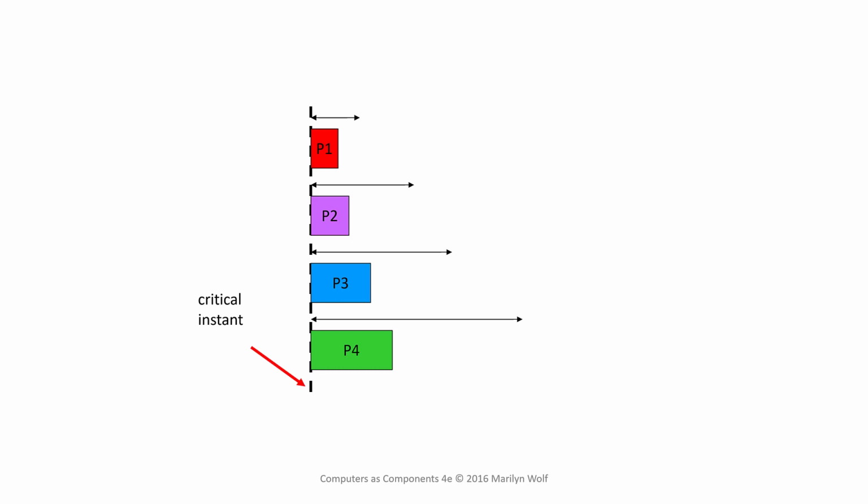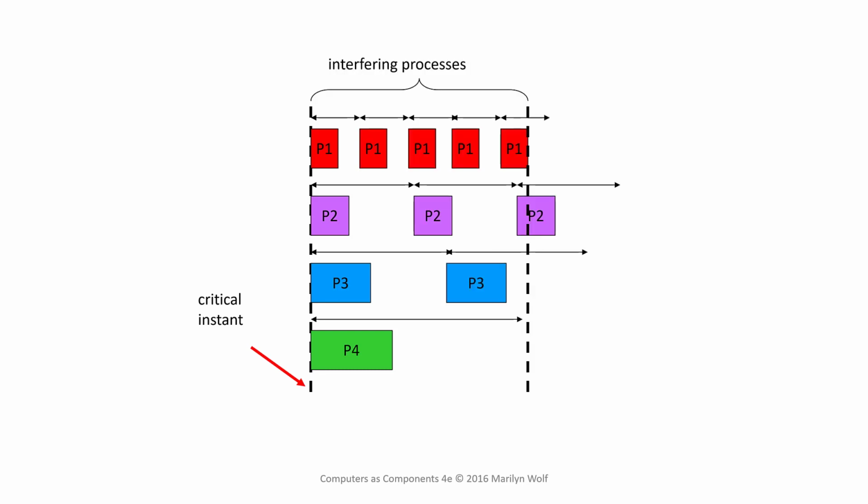So in order to determine when P4 finishes, we need to take into account not just P4's execution time, but also that of P1, P2, and P3. Now you may be thinking, this is simple, right? We have one execution of P1, one of P2, and one of P3. But things are in fact not so simple.